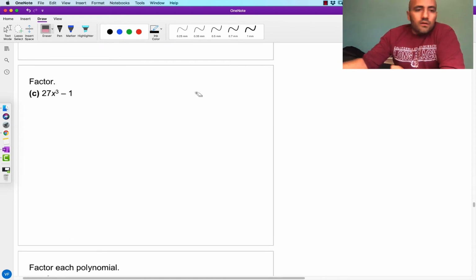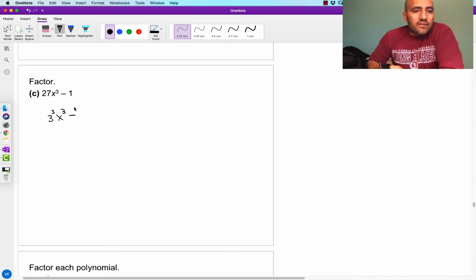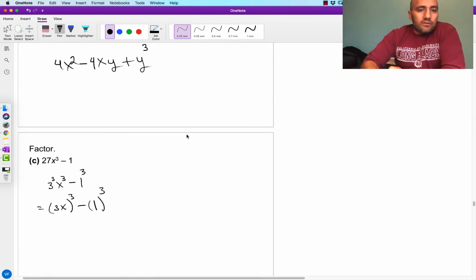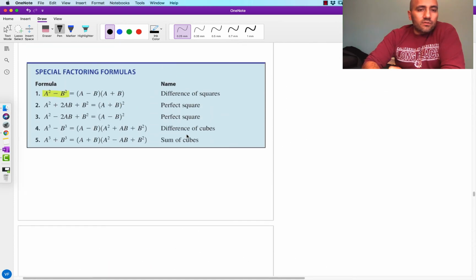Okay, so here's another one. Let's try this one. So again, we have potentially a difference of squares. So we have 3 to the 3rd power is 27, x to the third power minus, and then we can also rewrite this as 1 to the third power. So we could rewrite this as 3x to the power of 3 minus 1 to the power of 3. So let's look at our table here. Difference of cubes. Difference of cubes is equal to this. Okay, so we can just use this formula.